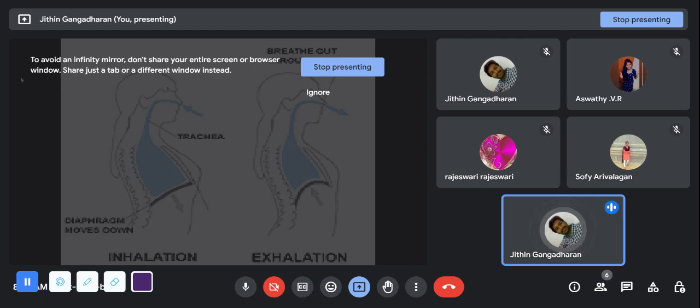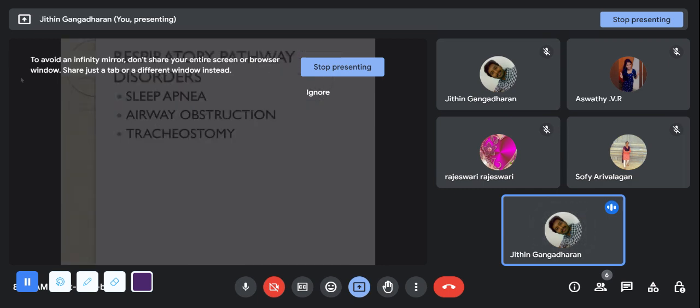So inhalation and exhalation. The diaphragm moves down when you inhale, and the diaphragm moves up when you exhale. Okay. So the respiratory pathway disorders. There are some respiratory pathway disorders like sleep apnea, the airway obstruction, and the tracheostomy.